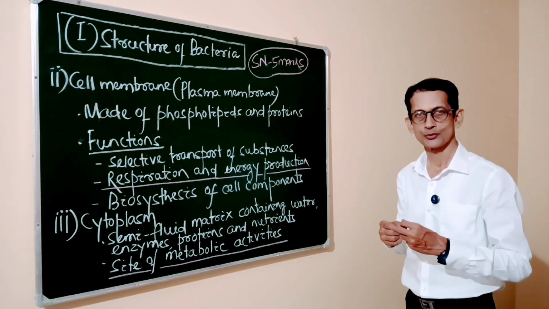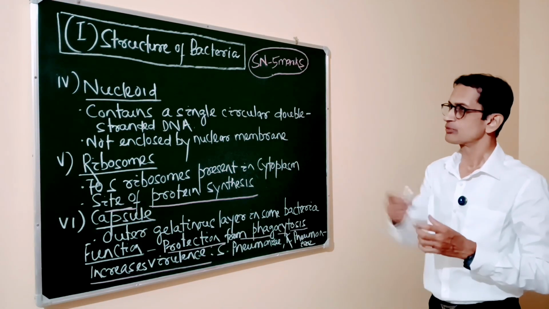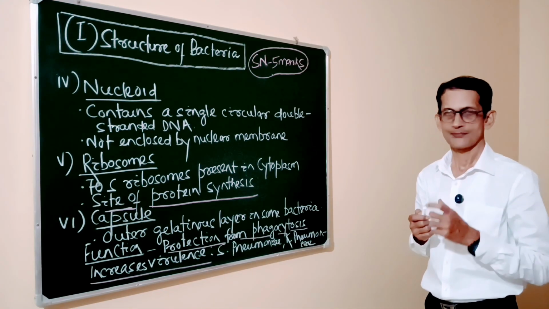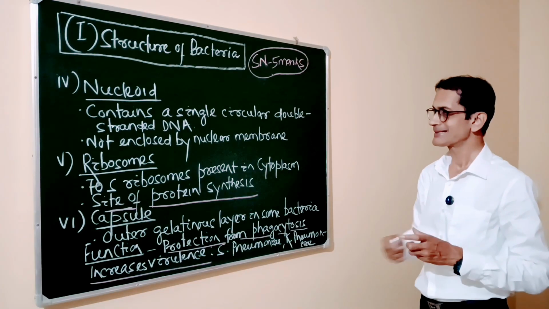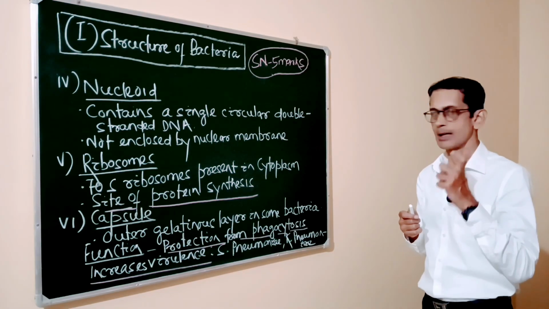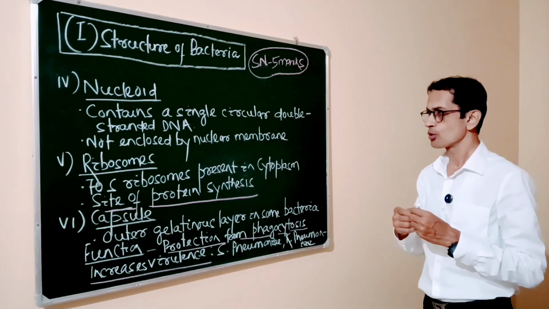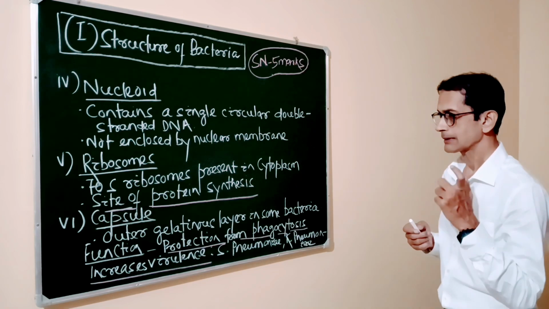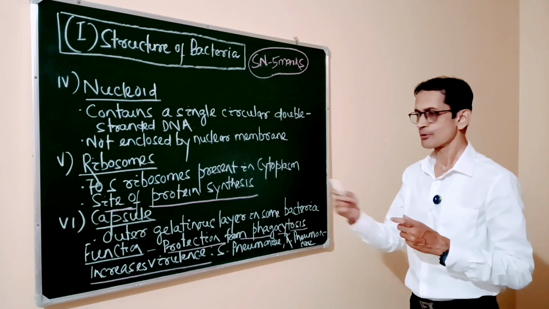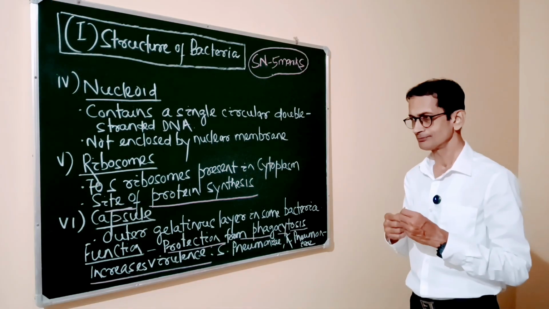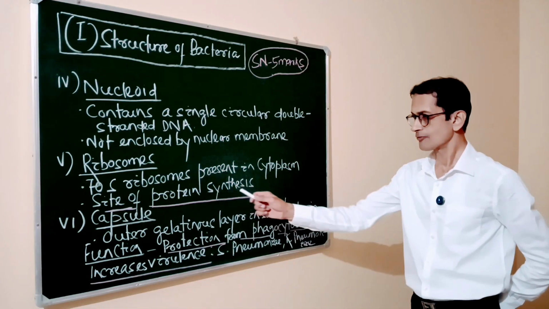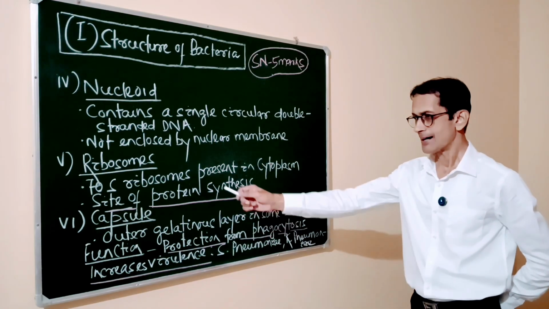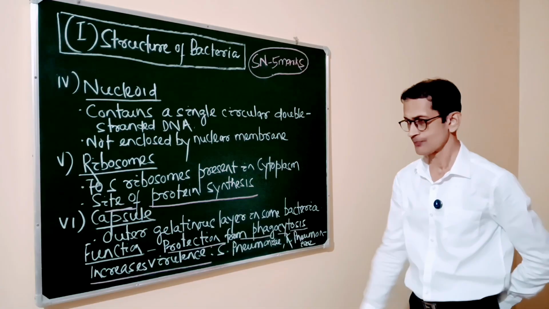Underline for MCQ. Next, nucleoid. You already know that bacteria do not have a true nucleus. So nucleoid contains a single circular double-stranded DNA not enclosed by a nuclear membrane. Ribosomes: bacteria contain 70S ribosomes present in cytoplasm. Underline this, site of protein synthesis. MCQ: ribosomes are the site of protein synthesis.